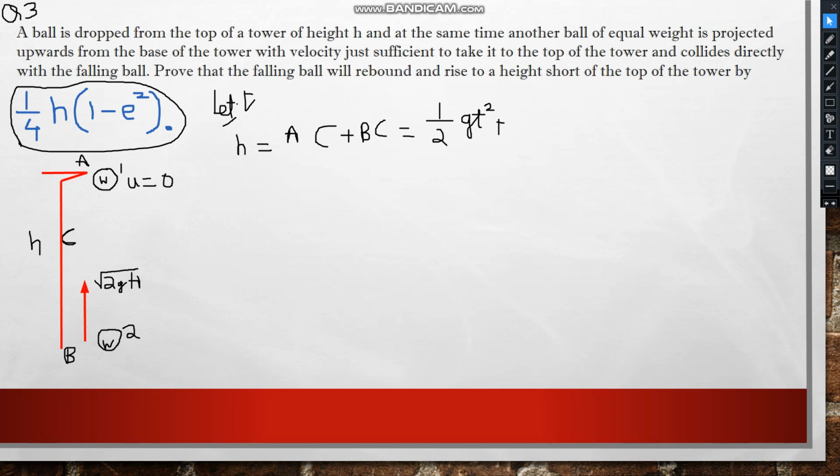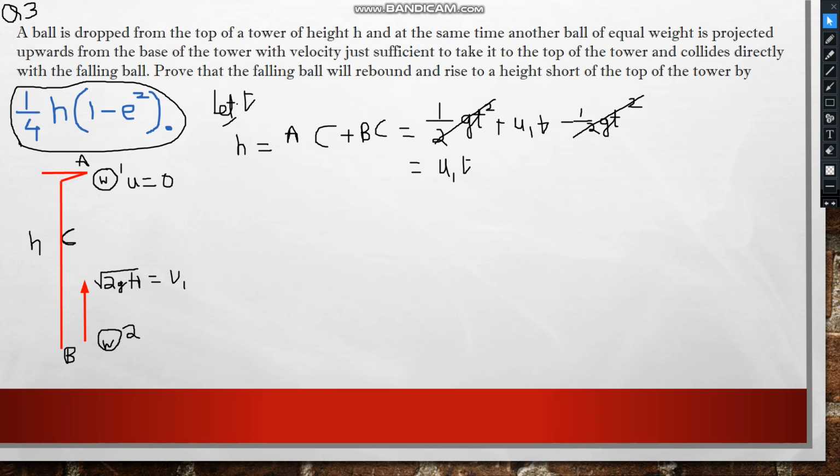And now BC. Let the initial velocity be u1. BC is u1 t minus half g t square. Let's cancel both of the half g t square terms. We will remain with u1 t only.